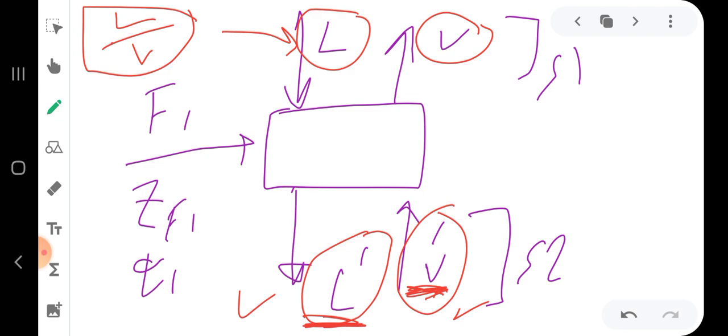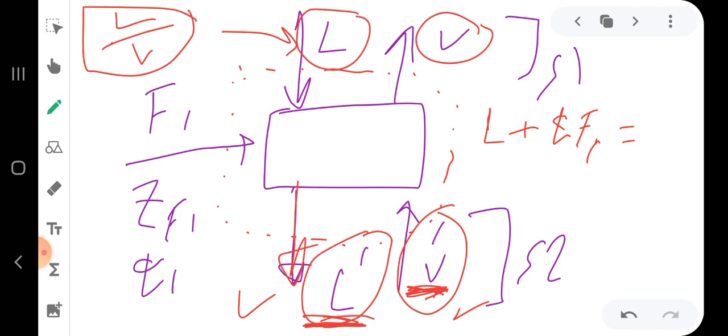We can determine this using a simple material balance around this interface, assuming steady state, so in equals out. For example, if we look at the liquid, we have two inlets of liquid. This is inlet 1, the liquid coming from the top section, plus the fraction of liquid in feed number 1, equal to out. What's out here is the liquid in the bottom section, which is L prime.